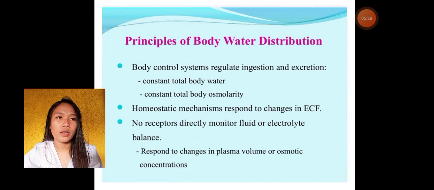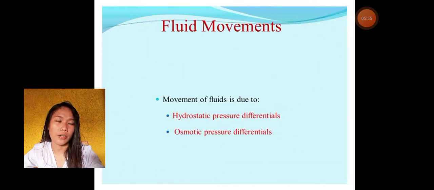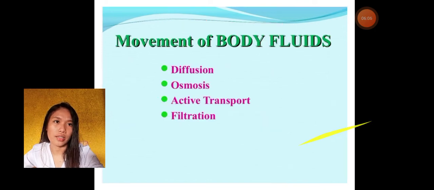So, principles of body water distribution. Body control systems regulate ingestion and excretion. Constant total body water, constant total body osmolarity. Homeostatic mechanisms respond to changes in ECF. No receptors directly monitor fluid or electrolyte balance. They respond to changes in plasma volume or osmotic concentration. The movement of fluids is due to hydrostatic pressure differentials and osmotic pressure differentials.